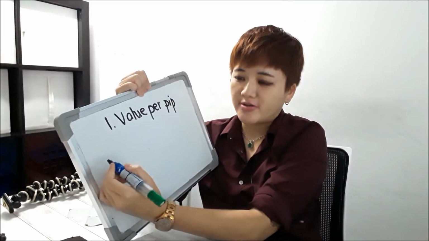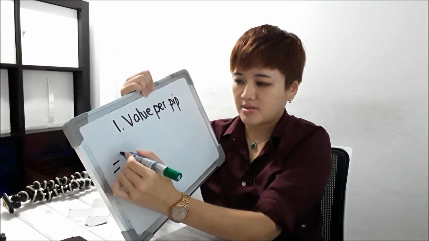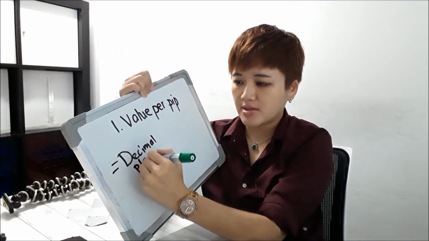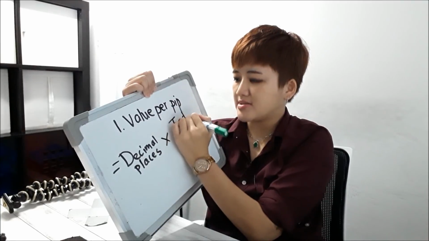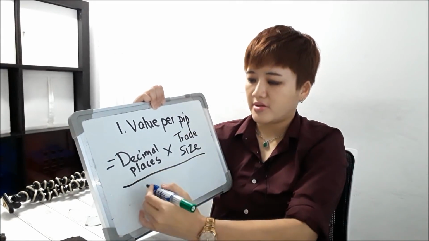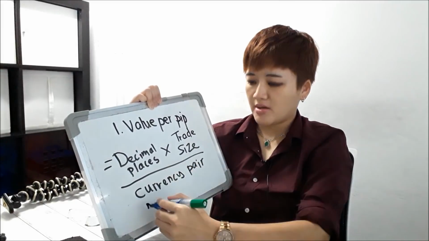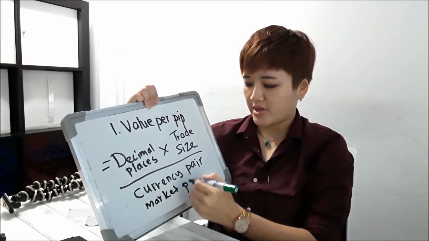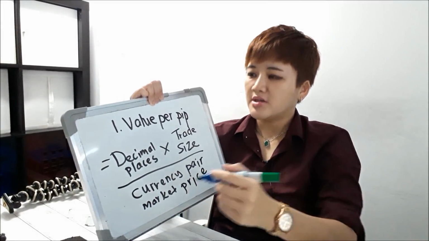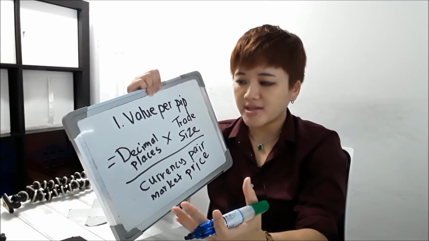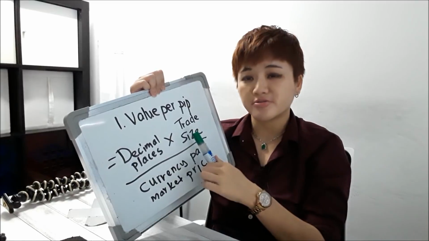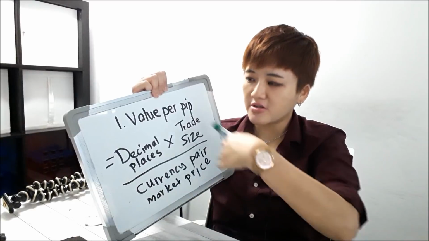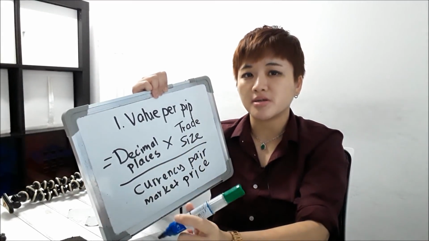Now the formula for value per pip is the amount of decimal places for that currency times your trade size divided by your currency pair market price. Or you can just say current price, okay? So of course, if you dig deep into it, it depends on your trade size, it depends on the currency pair that you are trading, which will all determine what is the value per pip.